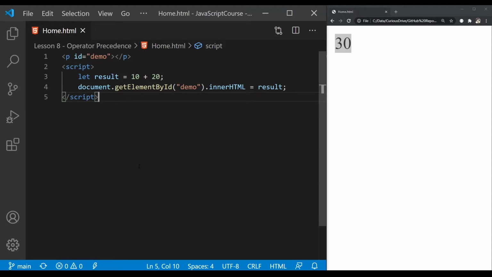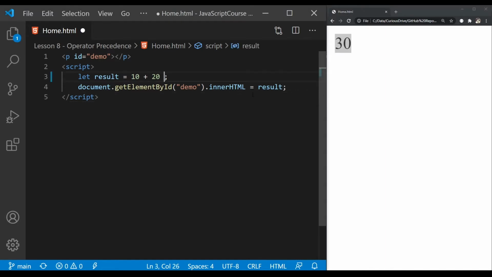Operator precedence describes the order in which the operations are performed in an arithmetic expression. Here I have two numbers, 10 plus 20. I'm adding these two numbers and storing it in results and showing results on the HTML page here.